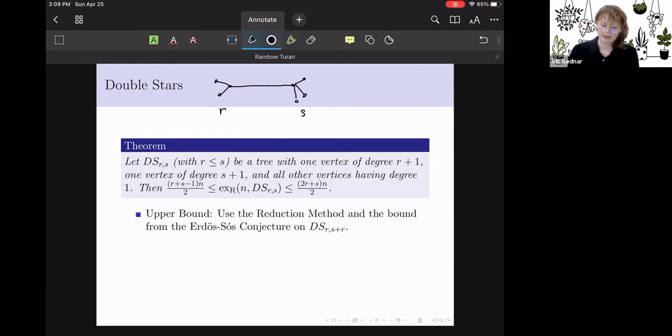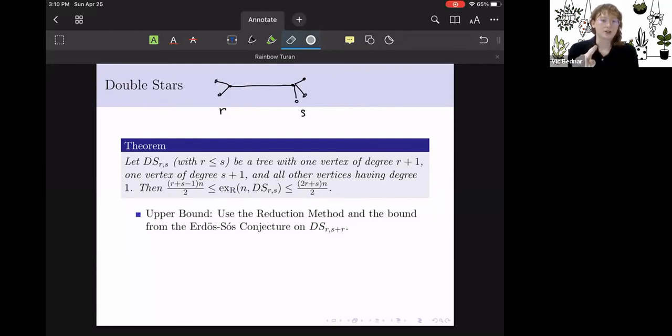This is important not for the definition of a double star, but because of our bounds, where we double R in this upper bound. If we use S, which is larger than R, and double that one instead, we'll obviously get a worse bound. So we just specify R is less than or equal to S, so we can get the best bound possible with this method.